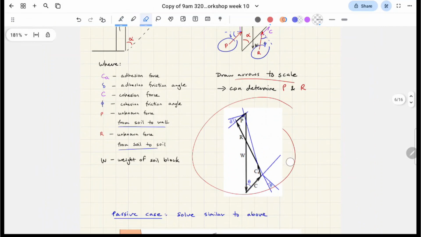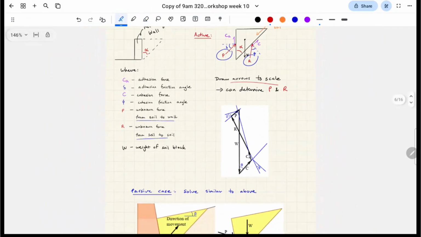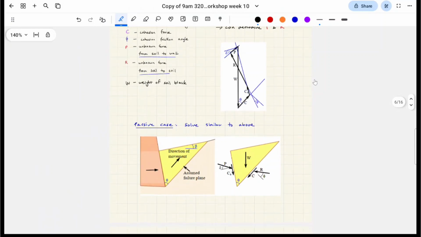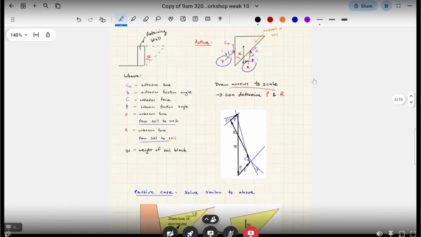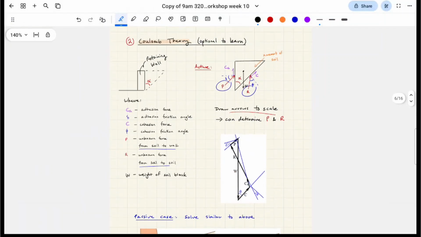You do this, but they're not going to make you do this in the finals, there's no way. There's also a passive case, which is slightly different to the active case I drew here. Anyway.